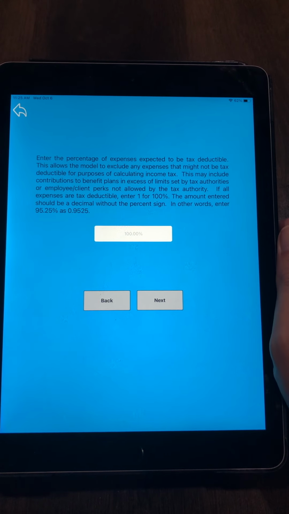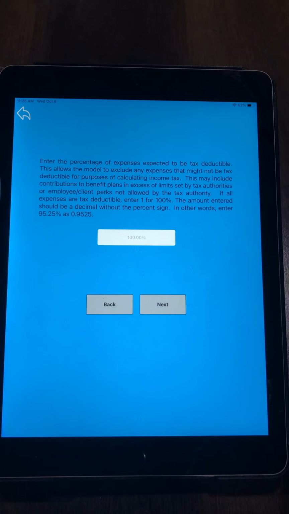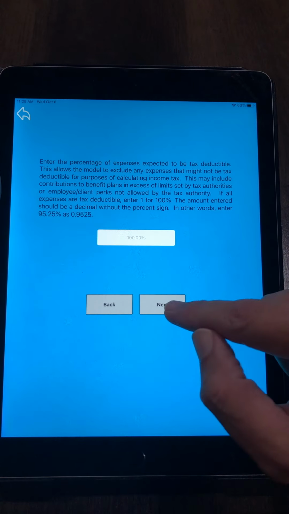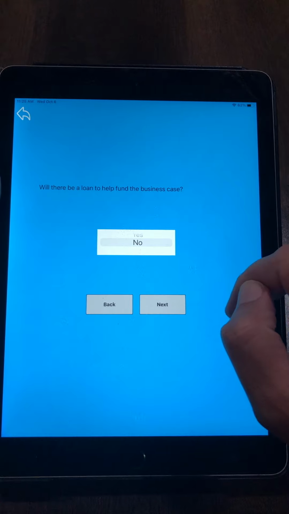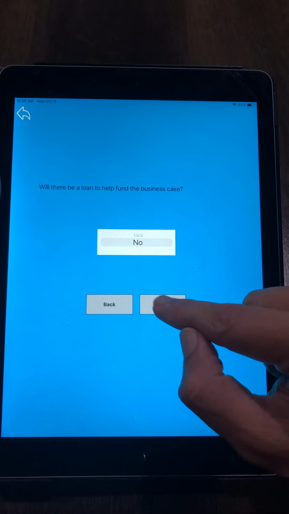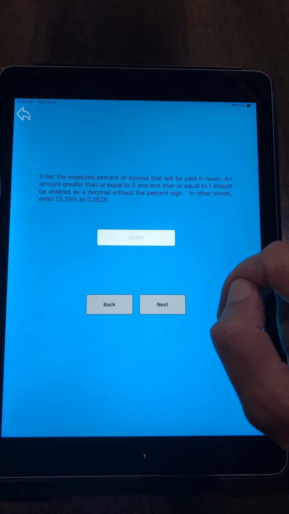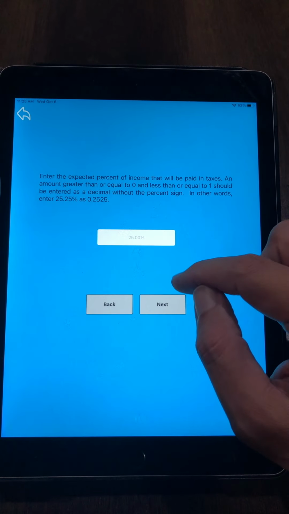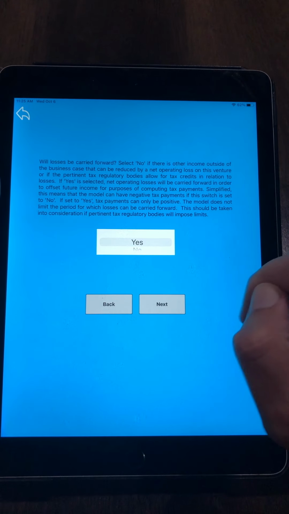Now, the next one is just in case you have expenses that are not tax deductible by your local tax authorities or your federal tax authorities. Here I'm just going to assume that all my expenses are tax deductible, and I'm going to just go next. Will there be a loan to help fund the business case? Right now I'm going to say no. Next one is income tax. So what's your effective tax rate? It's 25% plugged in here. I'm just going to use that.